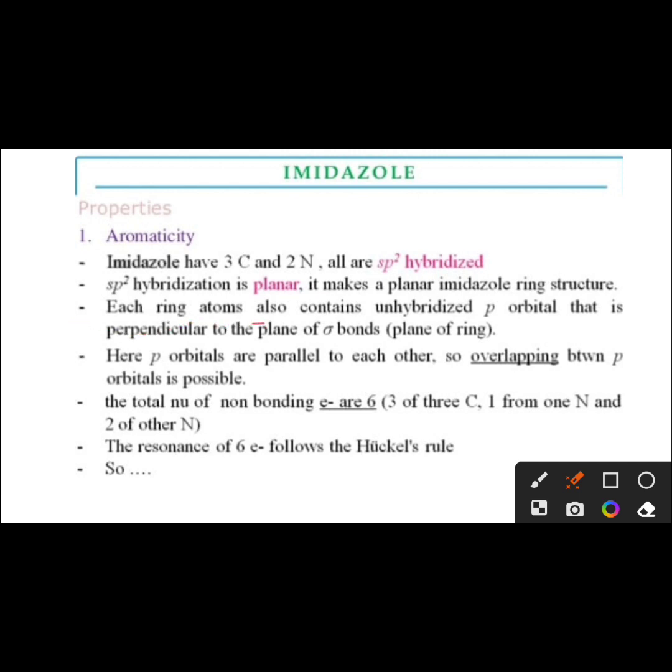Each ring atom also contains an unhybridized p orbital that is perpendicular to the plane of the sigma bonds. Here the p orbitals are parallel to each other, so overlapping between p orbitals is possible. The total number of non-bonding electrons is 6: 3 from 3 carbons, 1 from 1 nitrogen and 2 from the other nitrogen. The resonance of 6 electrons follows the Huckel rule.